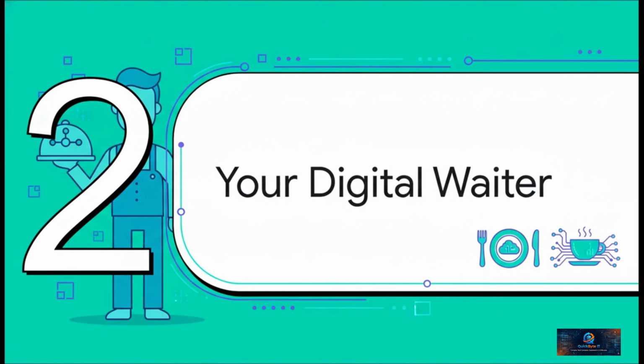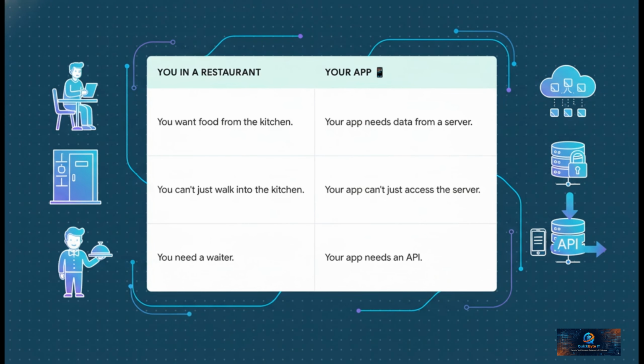Okay, let's dive into this. To make it all make sense, we're going to use a really simple analogy. Just picture yourself in a restaurant. This restaurant is going to be our model for how the whole digital world works. So, you're at the table, you're hungry, you want food from the kitchen, but there are rules, right? You can't just waltz into a restaurant's kitchen and start grabbing ingredients. It'd be chaos. In the digital world, your app is you at the table, and that kitchen, that's a server, just packed with all the data your app needs. And just like you, your app can't just barge in. It needs an intermediary. It needs a waiter.